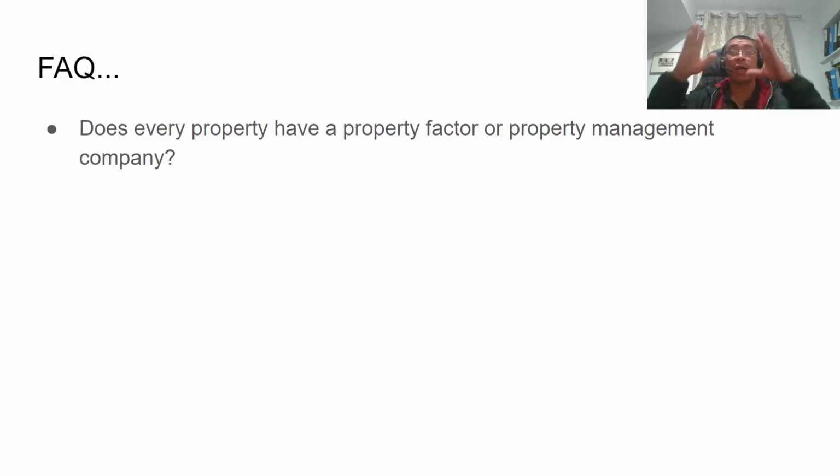And usually in a block of, say, 8 properties, the tendency is, yes, there will most likely be a property factor. What happens if there isn't a property factor? Well, if there is a repair, then someone needs to coordinate among the apartments to maintain the property. Okay.